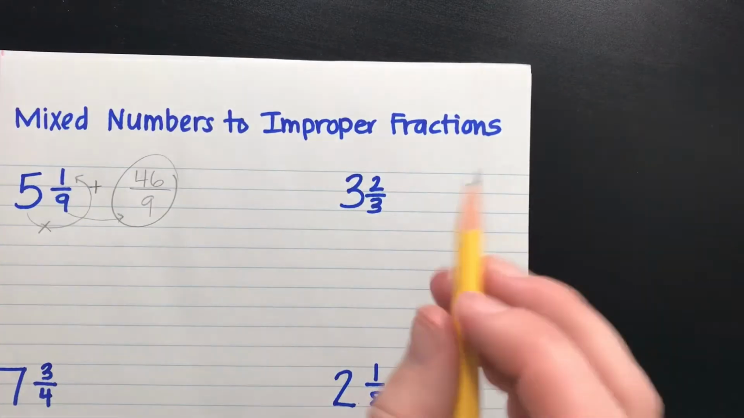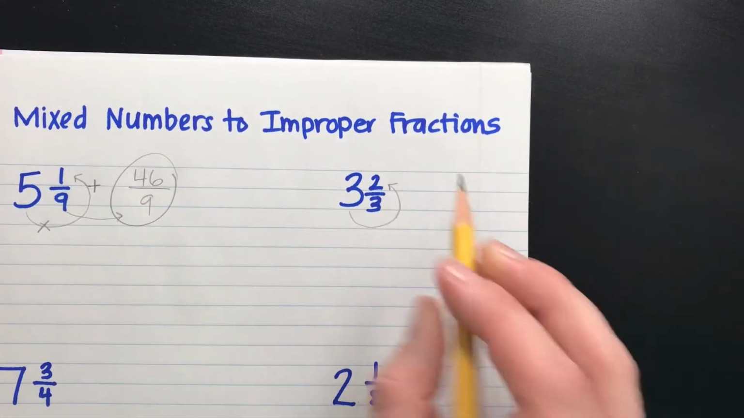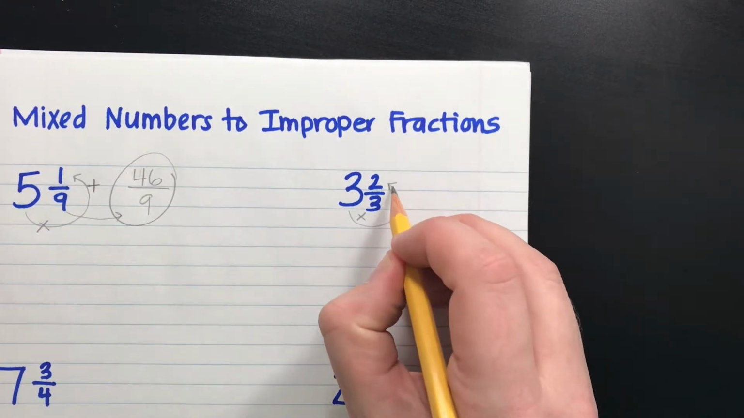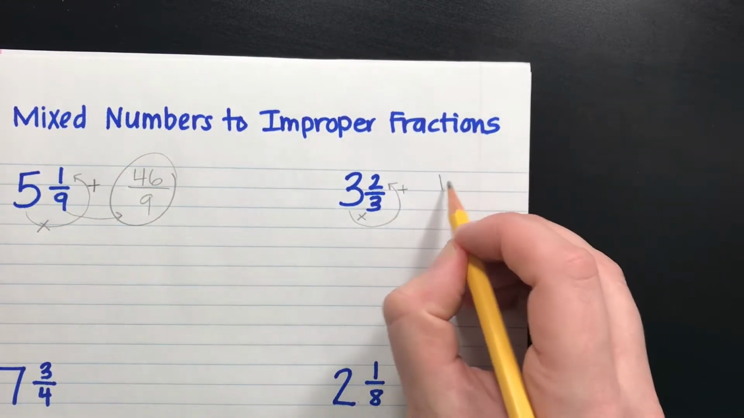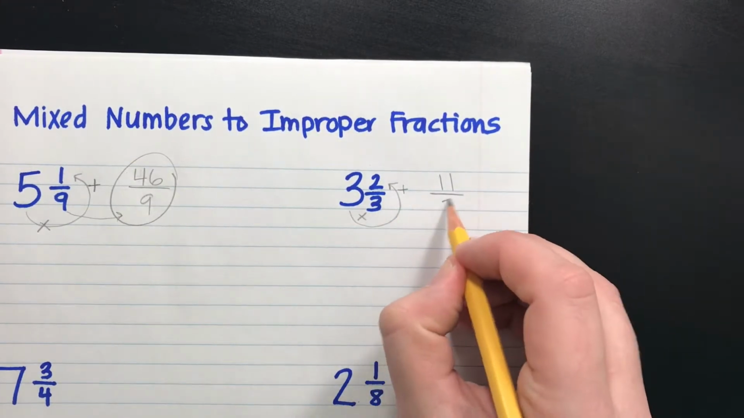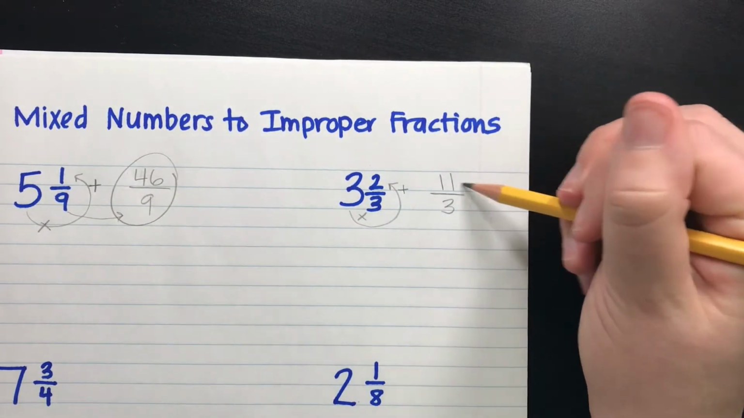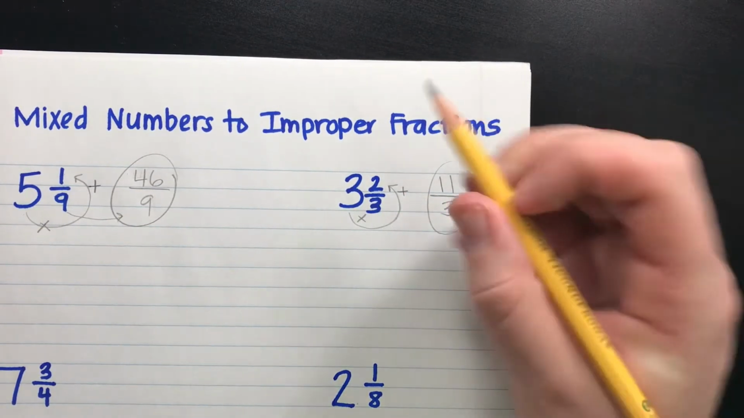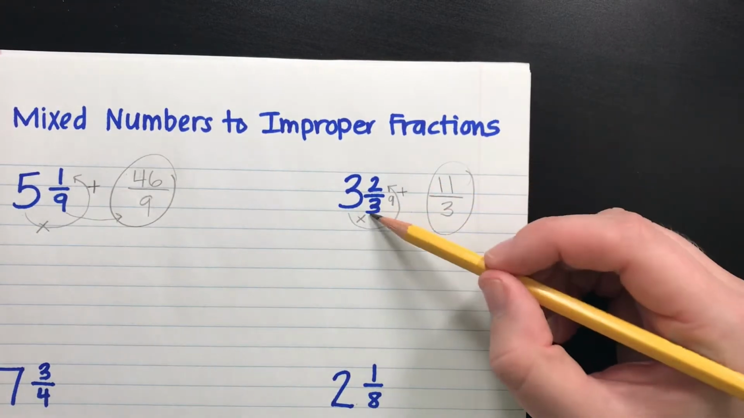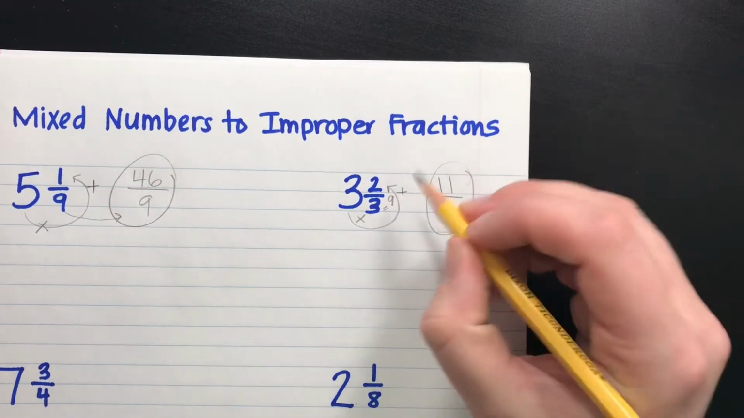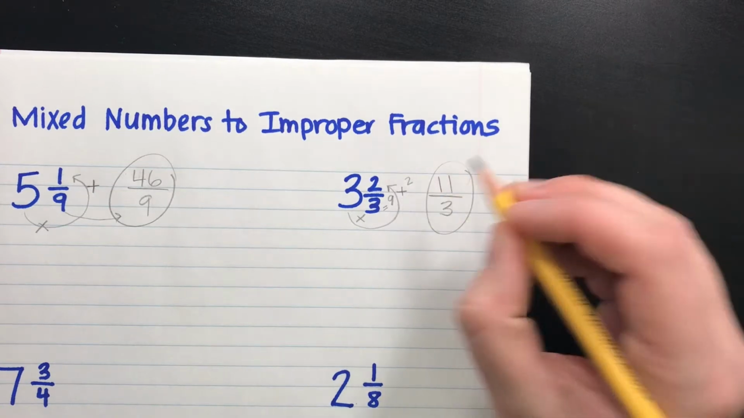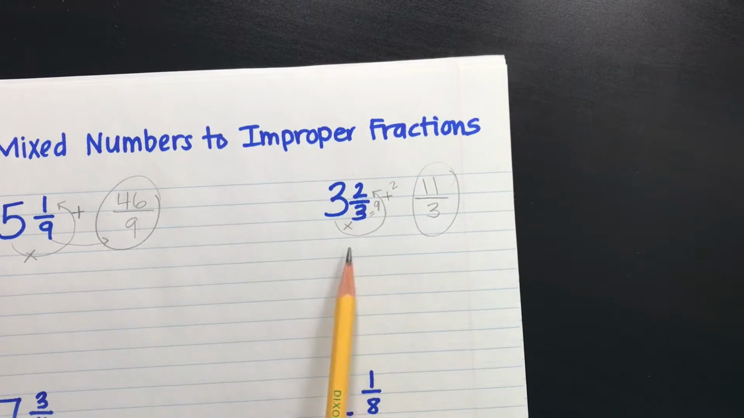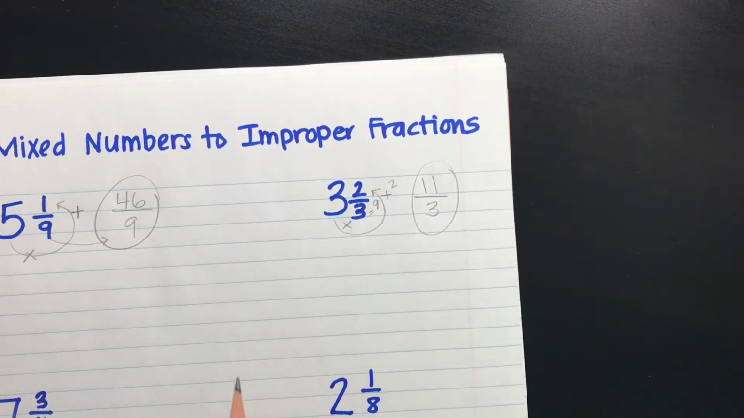Okay, let's look at 3 2/3. So 3 times 3 is 9, and 9 plus 2 is 11. And we bring over our 3 for our denominator, and that is our improper fraction. All right, 3 times 3 is 9. I'll write a 9 out there. 3 times 3 is 9. Plus 2 gives us 11. All right. You can always pause it right here so that you can see that while you're working if you need to.